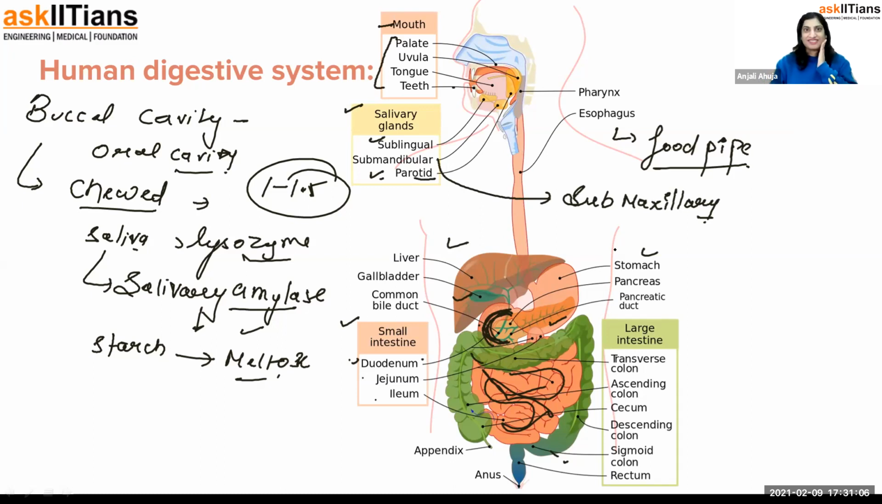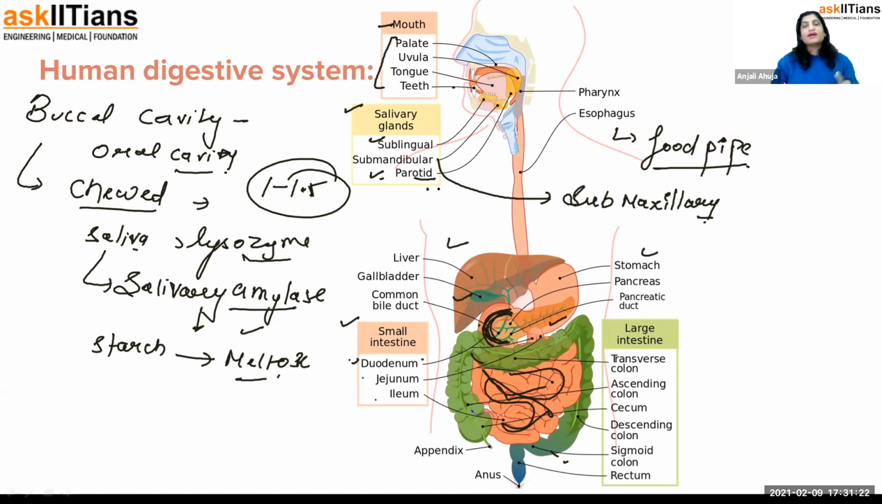I had it in my master's, mumps. My whole face was swollen. I used to cover it with a scarf and then go to college. Anyways, that's about the buccal cavity.